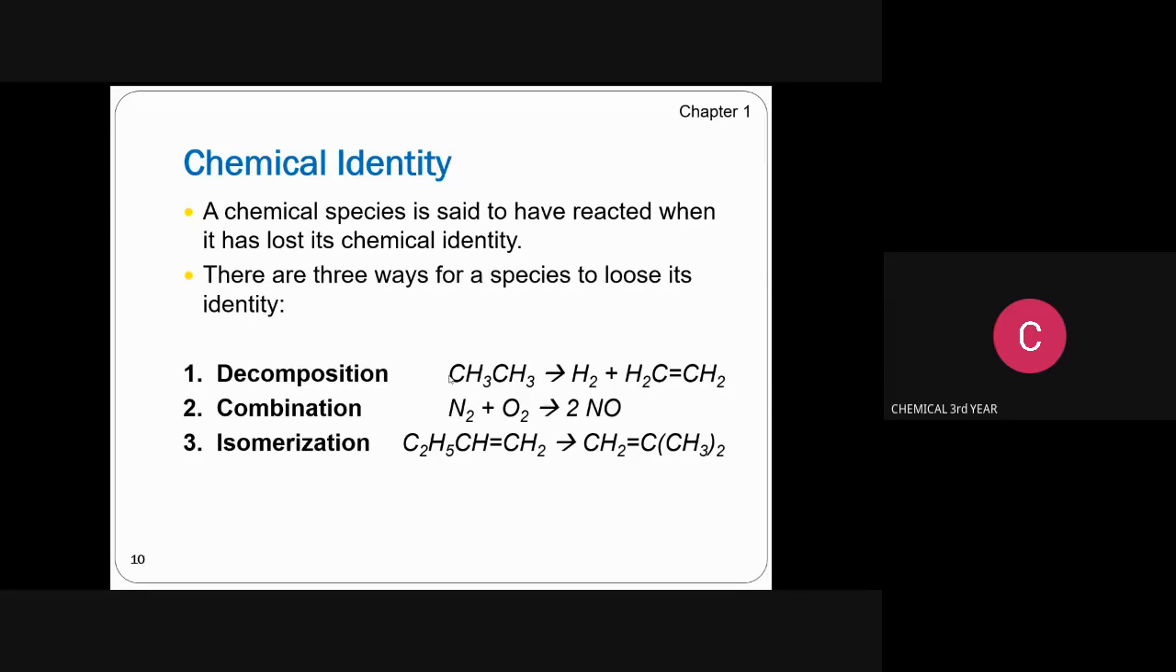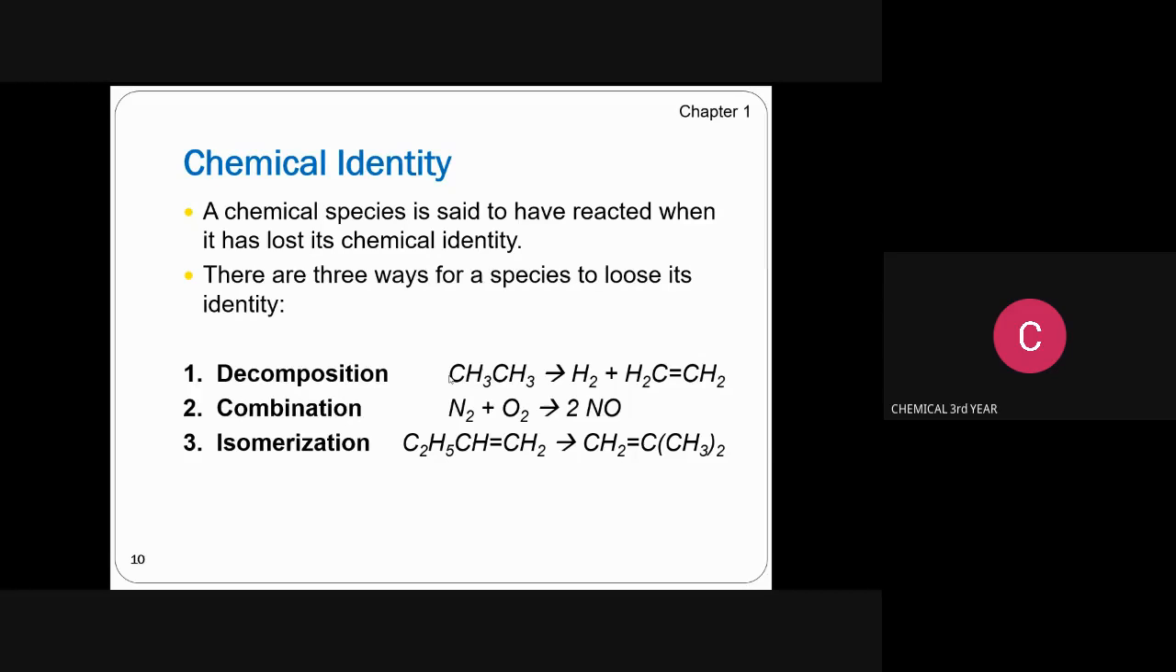Next is combination. What is the general meaning of combination? Here we can consider the reaction, so we can easily understand the combination reaction. It is a reaction where two or more elements or components combine to form a single component.